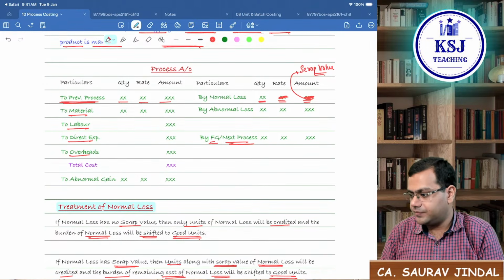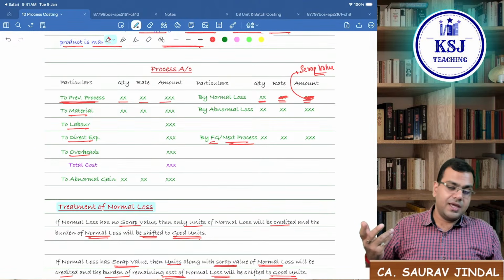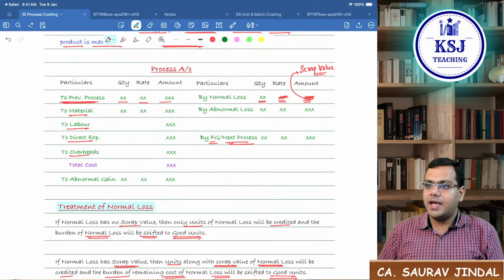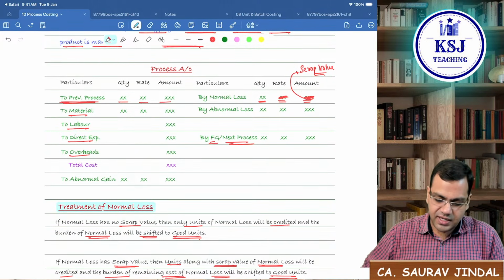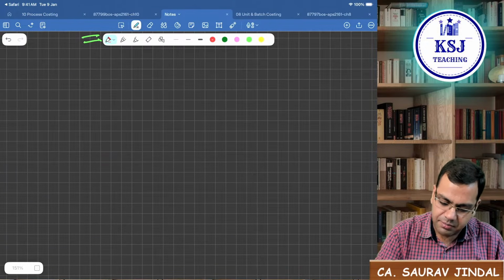Clear? Okay, thank you. Now we'll come to the abnormal loss. Now there can be an abnormal loss also. Yes sir, there can be an abnormal loss also, right? So what we are going to do in case of abnormal loss, how to treat abnormal loss, that is something very interesting. Okay, let's talk about abnormal loss now.